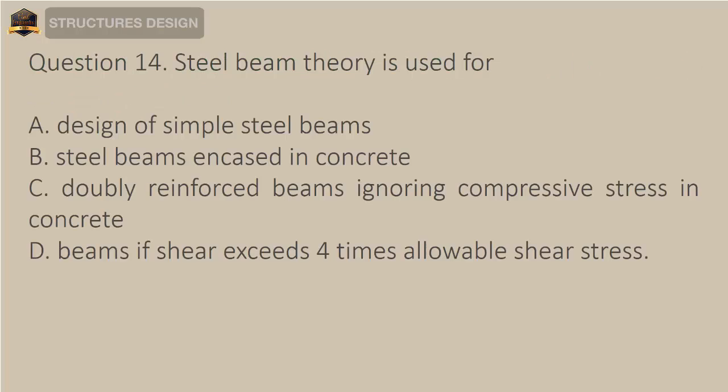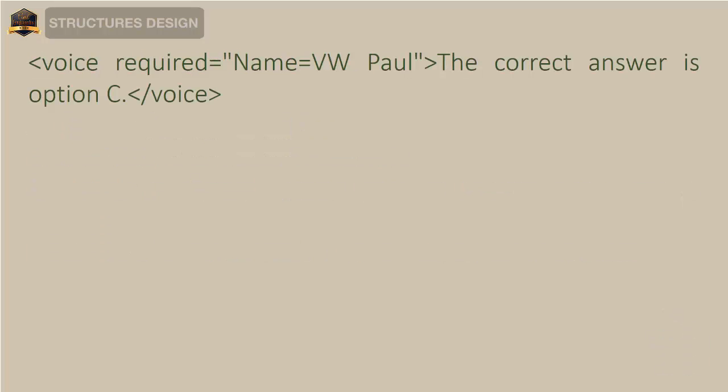Question 14. Steel beam theory is used for: A, design of simple steel beams; B, steel beams encased in concrete; C, doubly reinforced beams ignoring compressive stress in concrete; D, beams if shear exceeds 4 times allowable shear stress. The correct answer is option C.